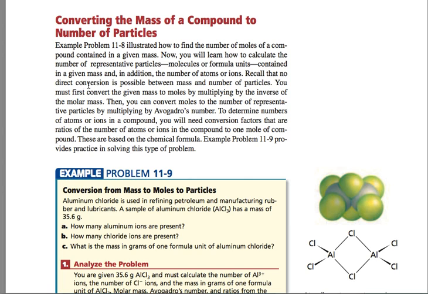Inverse just means turn it upside down, right? Then you can convert moles to the number of representative particles by multiplying by Avogadro's number. To determine numbers of atoms or ions in a compound, you will need the conversion factors that are ratios of the number of atoms or ions in the compound to 1 mole of the compound. These are based on the chemical formula.